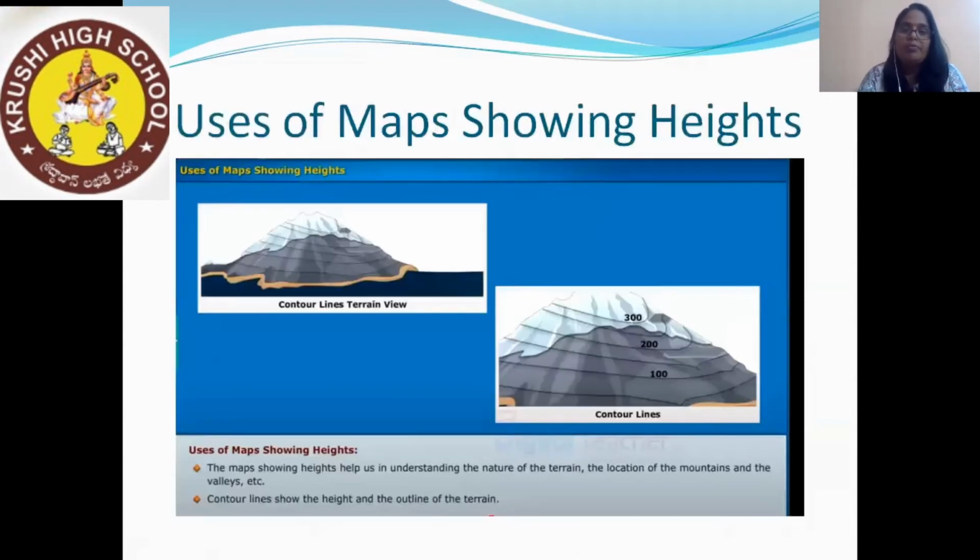Now coming to the use of maps showing height. What is the use of showing height? The maps showing heights help us in understanding the nature of the terrain. What do you mean by terrain? Terrain is nothing but again landform, right? The location of the mountains and the valleys. So by measuring the height, we can easily locate at what height a particular place is located. Okay children, we can easily locate the particular terrain at what height it is placed. Contour lines show the height and the outline of the terrain, right?